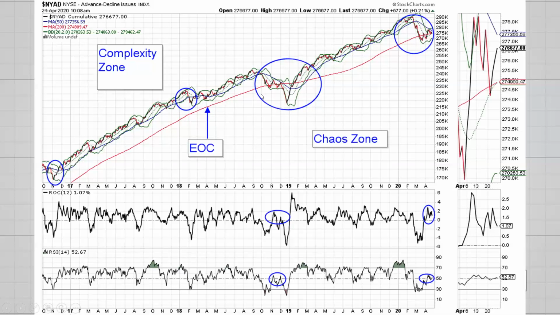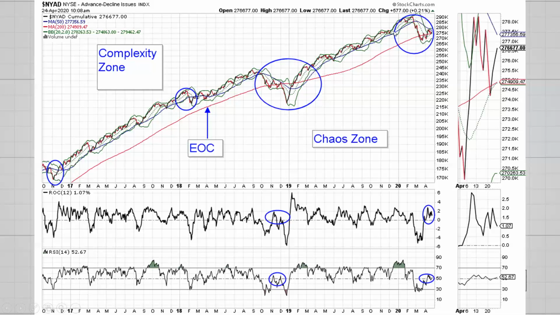Now it gets interesting. We look at what happened in 2018 when the Fed raised interest rates, and we saw a significant drop below the 50-day, and then three failed attempts to get back above that 50-day, and then a resumption of the downtrend when the 200-day moving average was breached. That's a pure entry into chaos. So what do we have now?